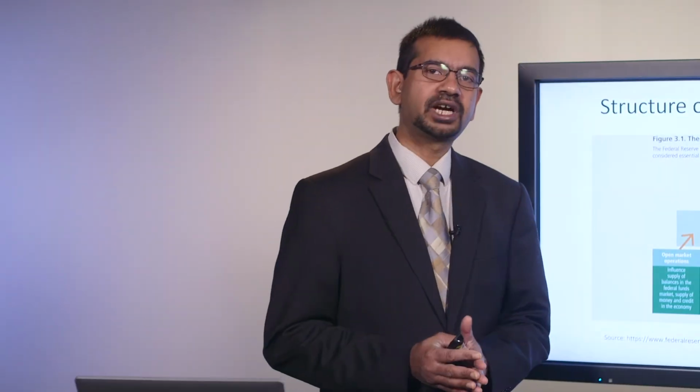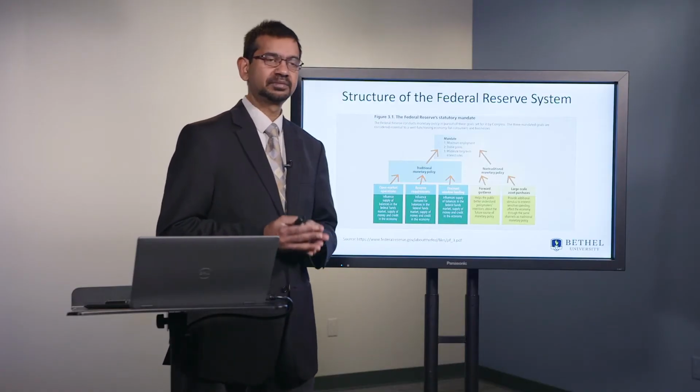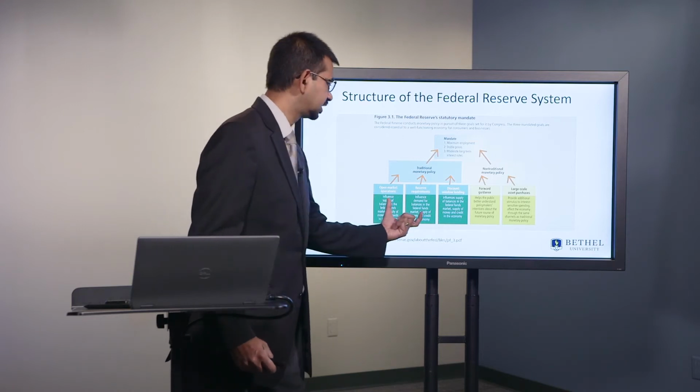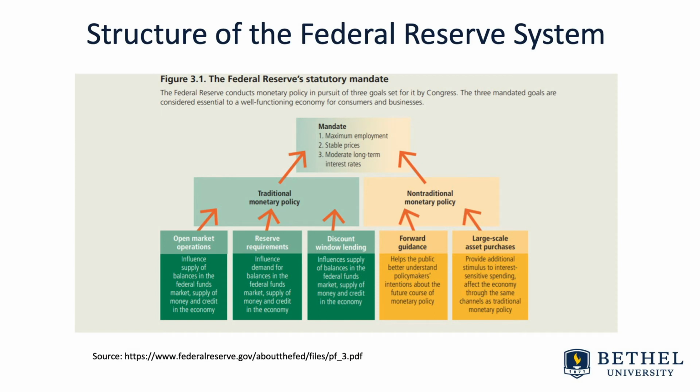So let's move on to monetary policy. Monetary policy is typically the control of the money supply by the Federal Reserve Bank. There are 3 tools that the Federal Reserve Bank uses to regulate the money supply. The first tool is open market operations. The second tool is reserve requirements. And the third tool is the discount window. Now, over the past 20 years, the Federal Reserve has also been engaging in some non-traditional tools of monetary policy, especially in light of the Great Recession.